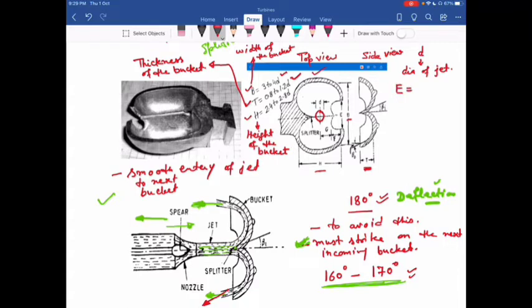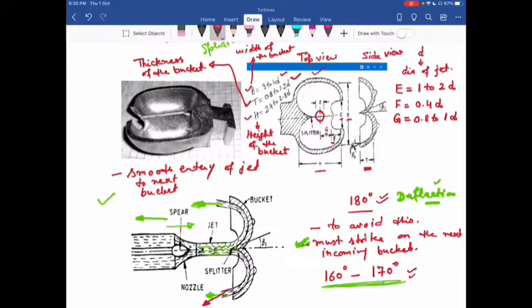So this is capital E, you can see over here. Capital E is 1 to 2 times the diameter of the jet. Then the F dimension, that is over here. So F is equal to 0.4 times the diameter of the jet. Then G is equal to 0.8 to 1 times D, the diameter of the jet, that is this one G.